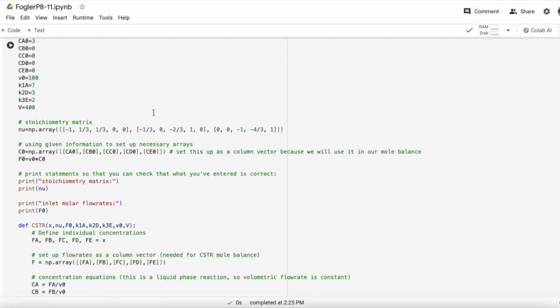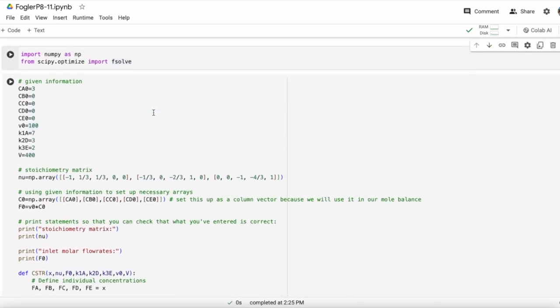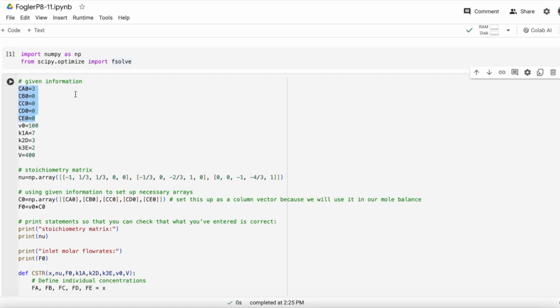Now we're going to go look at this cell. There's a lot of information here. I'm going to walk you through it. All right, so first I have my given information. The first thing I did was enter the inlet concentrations of the various species. We're told that species A comes in at a concentration of 3 molar and that nothing else is coming in. So I've set Ca naught equal to 3 and the rest of these equal to 0.